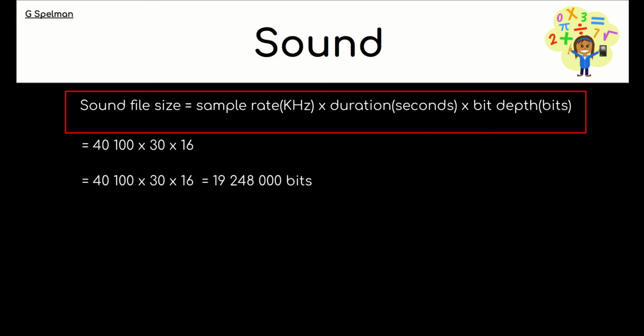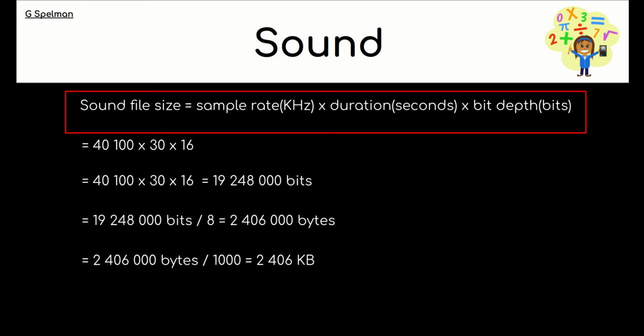30 seconds maybe. Bit depth, for each sample, how many bits are available for us to store that value? All those times together gives us a sound file, and we don't worry at GCSE about the metadata. So we've done this before, so I'm just going to go through all these calculations here. We're just timesing them all together, changing the units so that our answer is finally in megabytes. So 2.4 megabytes is our answer for that particular sound file.